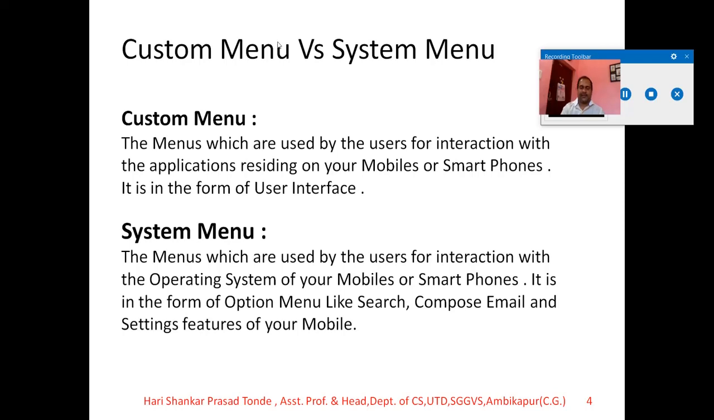What is system menus? So students, system menus are nothing but these menus used by the users for interaction with the operating system of your mobiles or smartphones. Means when your requirement is to interact with the operating system or with the hardware peripheral parts, then such type of system menus are going to be used by you. It is in the form of option menus like searching the various particular applications residing on your system, or compose emails, or setting features of your mobile.